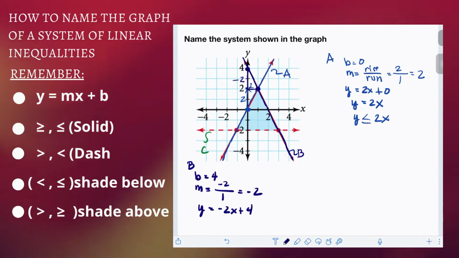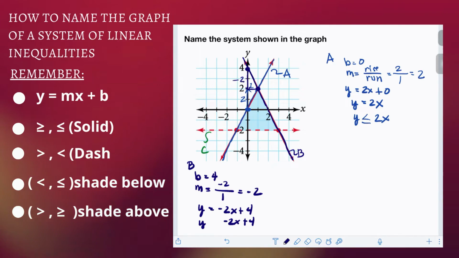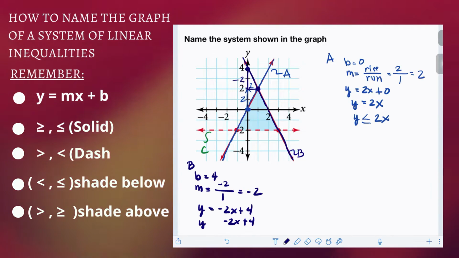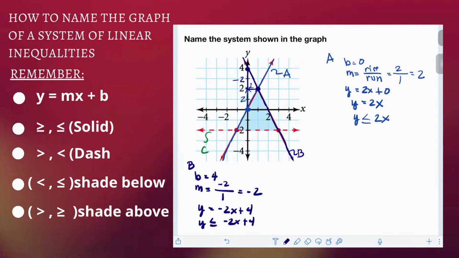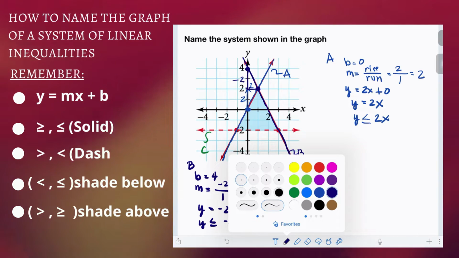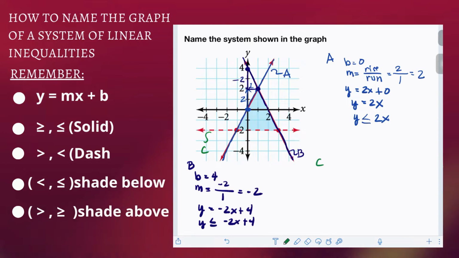Now we are going to change the equal sign into the correct inequality symbol. So we check again the half plane or the shaded region. So if we take a look at the shaded region, it's again below the boundary line of the inequality B. So that means it would still be less than or equal to because the boundary line for inequality B is still a solid line. Now we go to our last inequality, our inequality C.